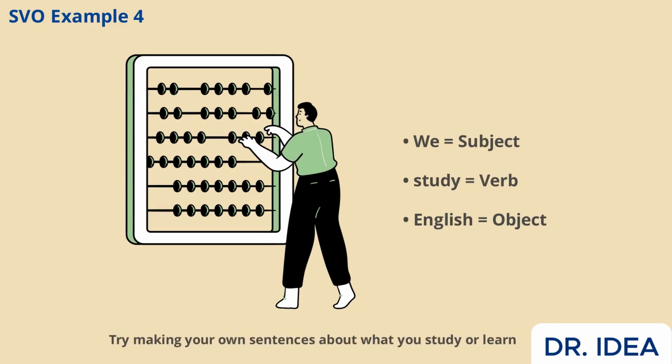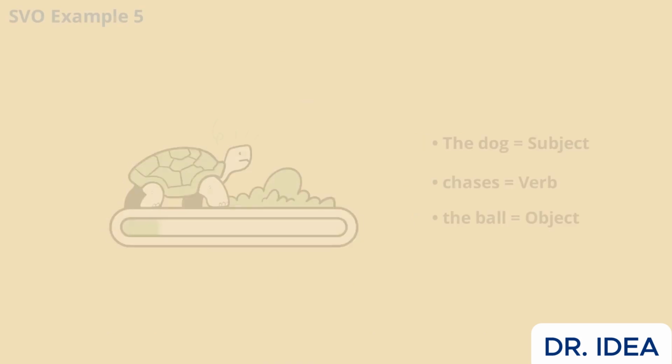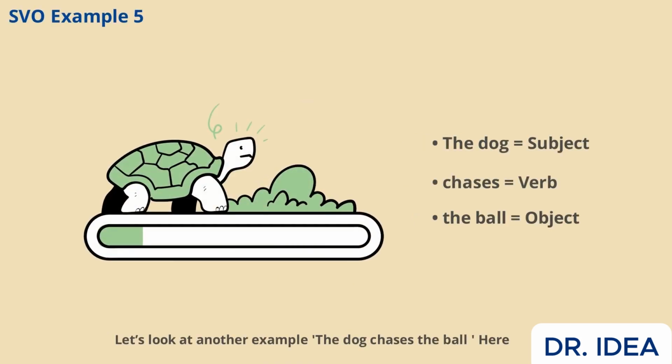Try making your own sentences about what you study or learn. Let's look at another example. The dog chases the ball. Here, the dog is the subject, chases is the verb, and the ball is the object. This sentence shows that SVO works with animals and things, not just people. You can use this structure to describe actions in many different situations.